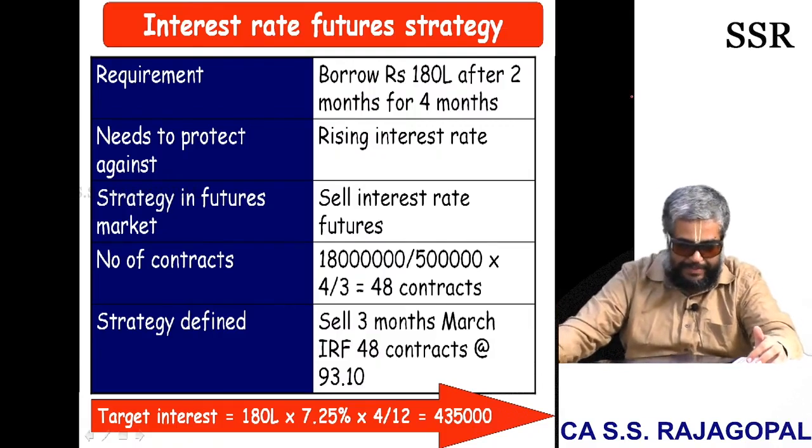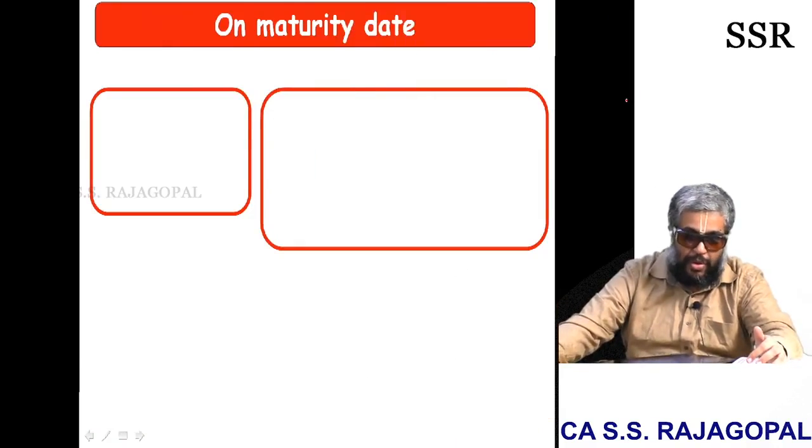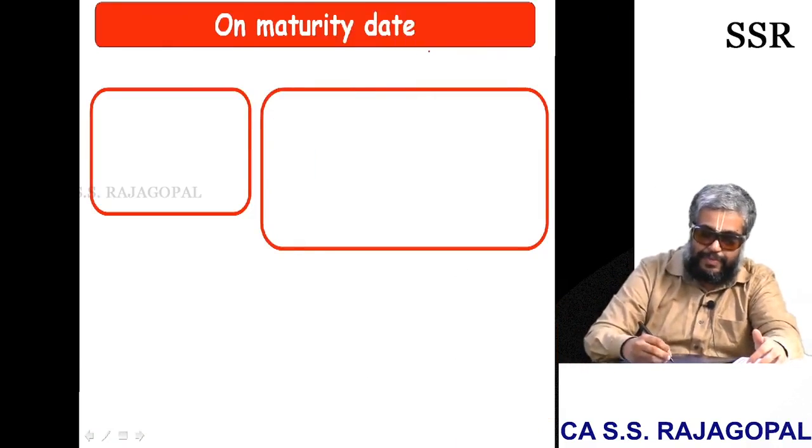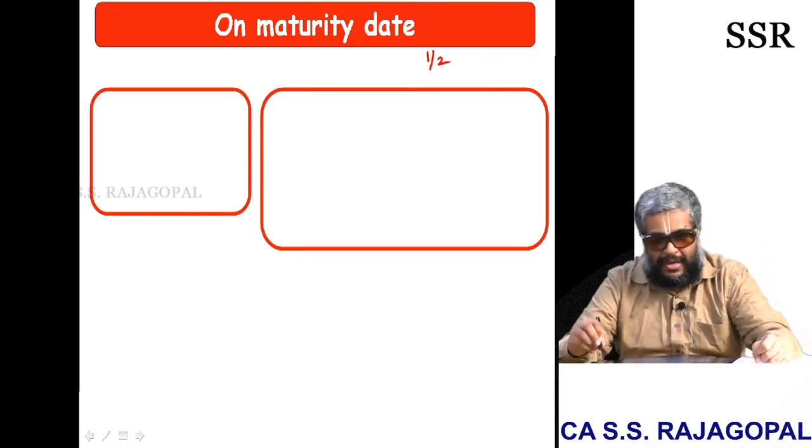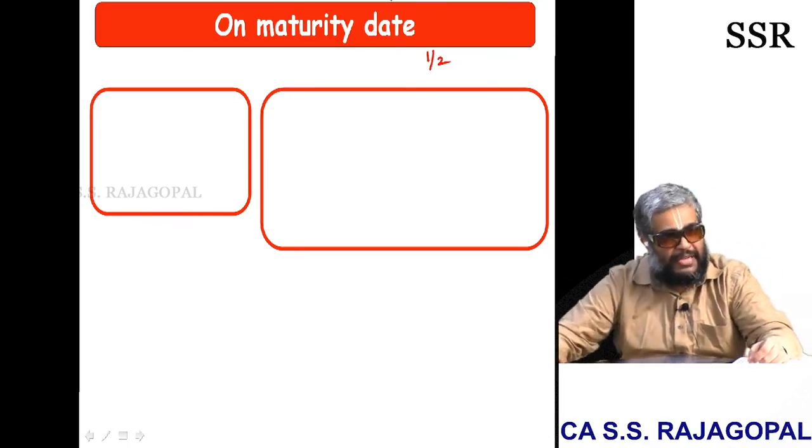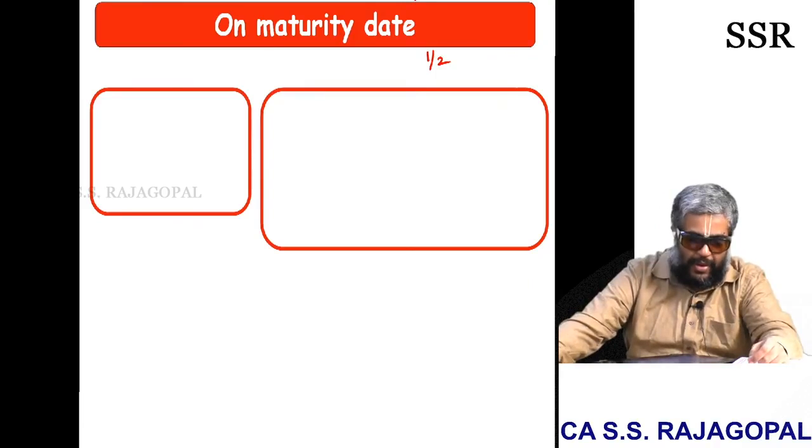Okay. Next, step 2. On maturity date, after 2 months. Now December 1, December, January, February 1. On maturity date, February 1. Can we start or not?